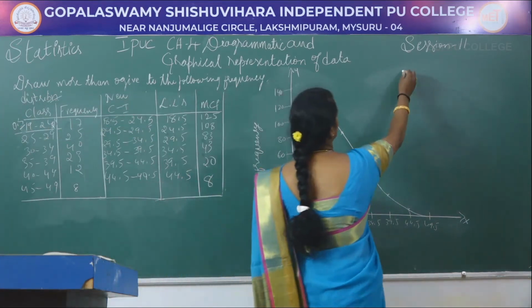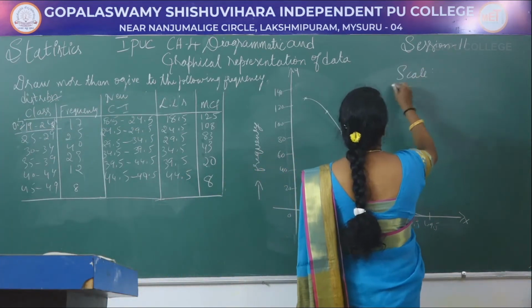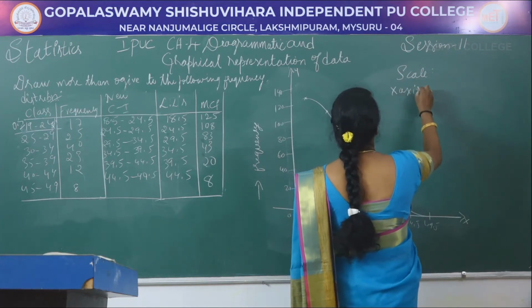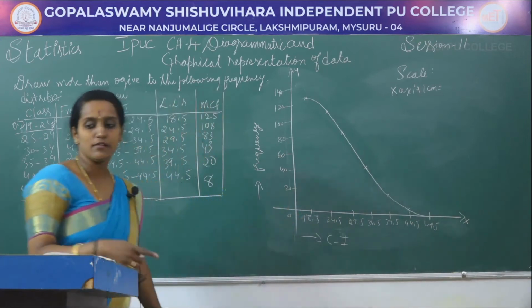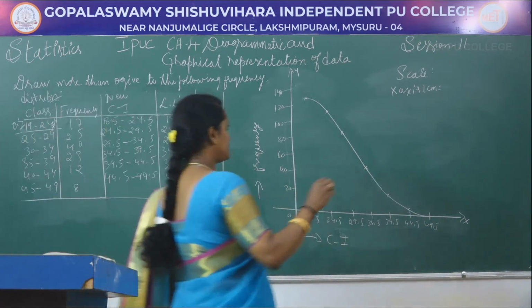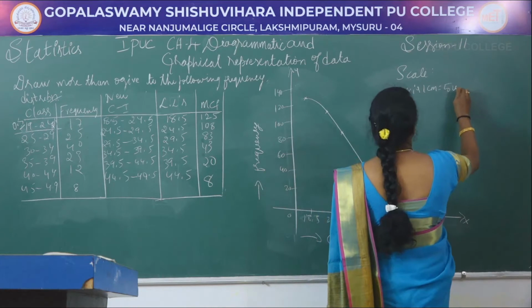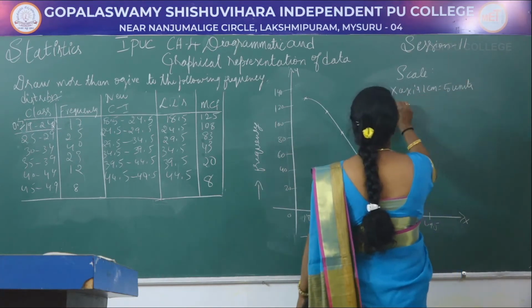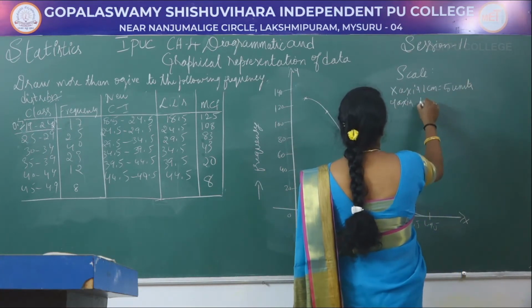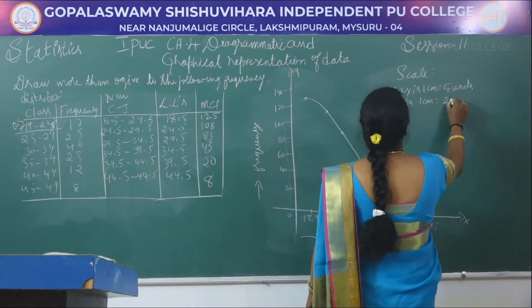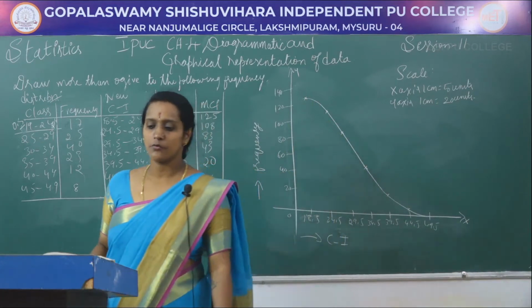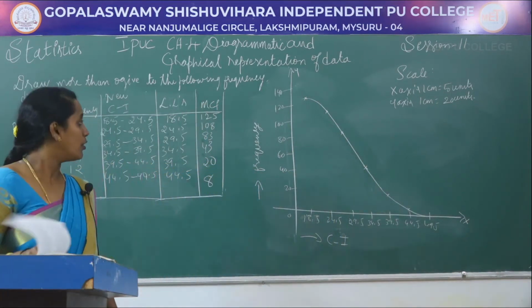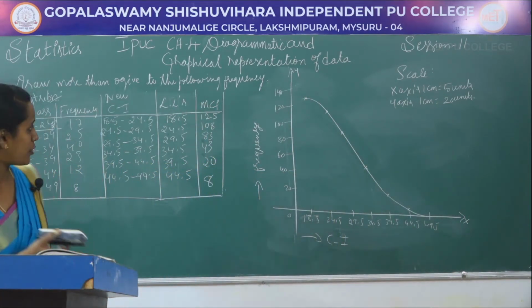Now we have to write the scale. X-axis 1 centimeter is equal to 5 units. And y-axis 1 centimeter is equal to 20 units. Okay, this is how we have drawn the more than ogive. Next problem.